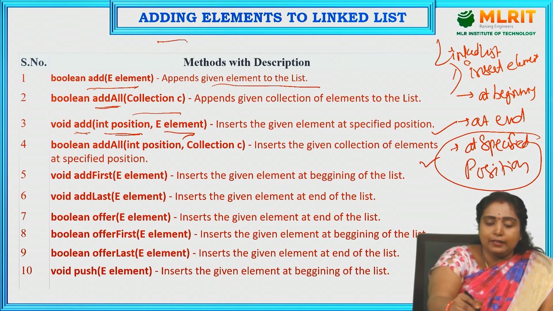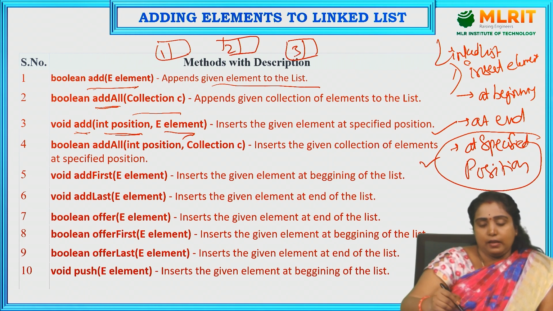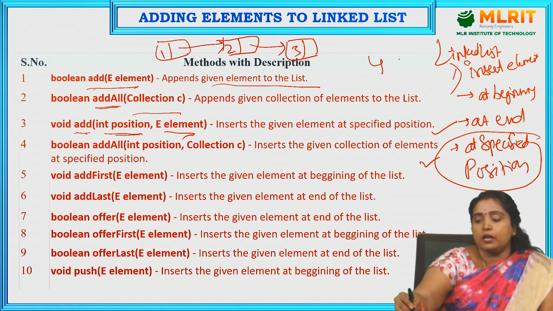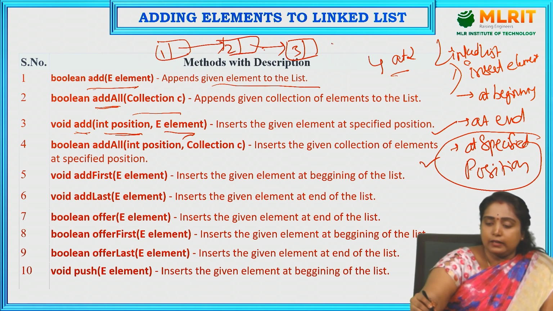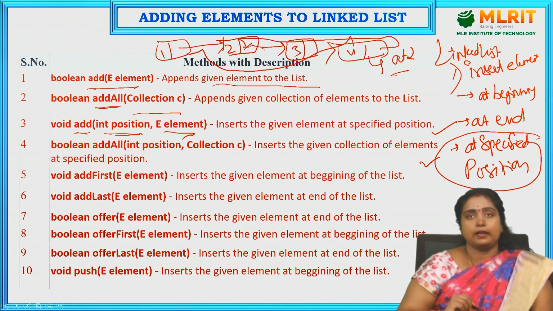So if I'm having a list like this, 1, 2 and 3, for example, the list was like this. I just want to add 4 at the second position. So 0, 1, and then it is the second position. We are going to give the position, right? So it will create a new node of 4 and it will add it to this, and this will be connected to 2 like this.